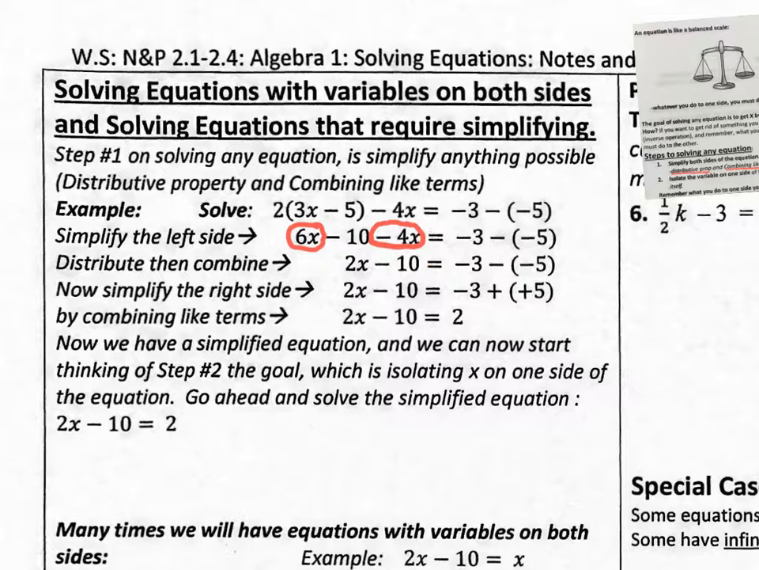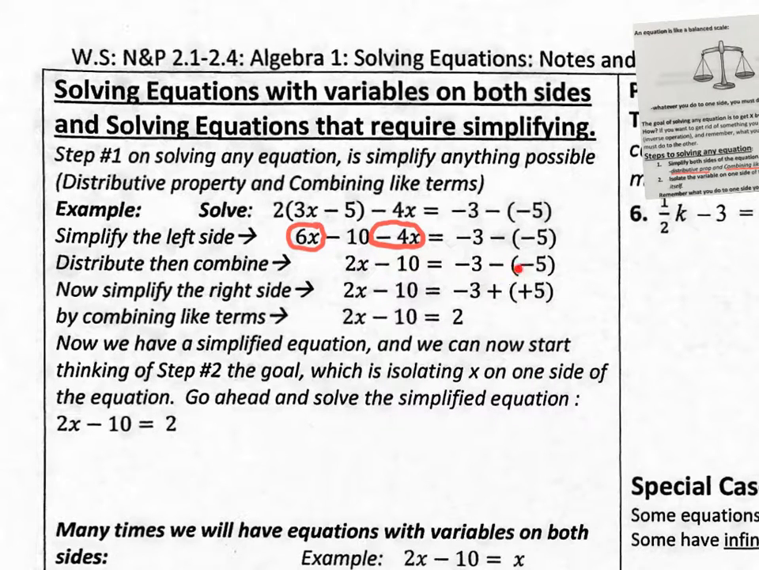The equal sign keeps coming down, and right here on the right side, I do change the minus minus to plus plus. Now notice, there's nothing else to do on the left side. I've already distributed up here. I've already combined like terms right here. So there's nothing else to do. So the left side is simplified. I've already simplified the left side.